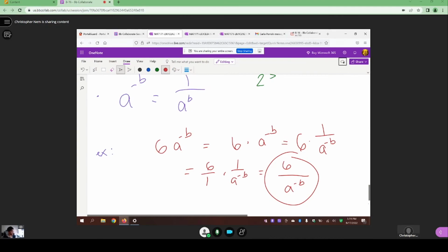What you're going to realize is that if it has a negative exponent, it'll go to the bottom. If it has a positive exponent, it stays on top. And in this case, 6 has a positive exponent. It has an exponent of 1. So it stays on top.